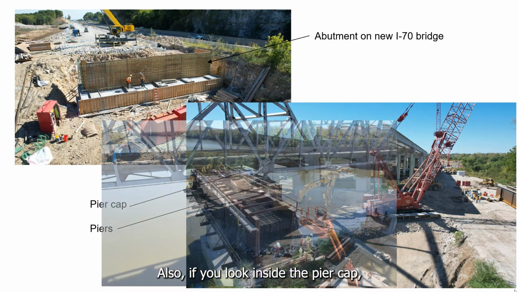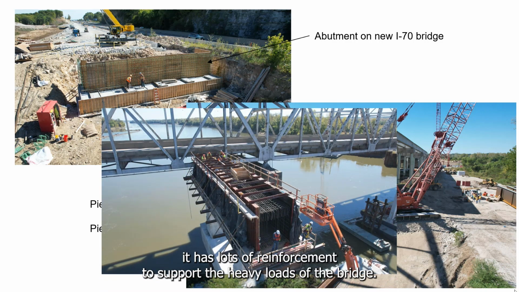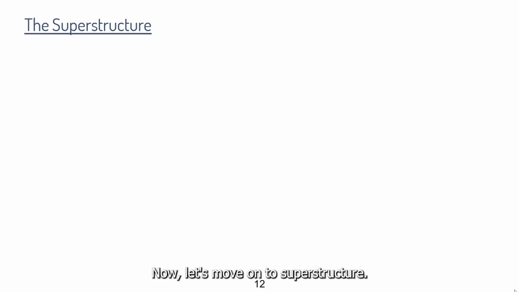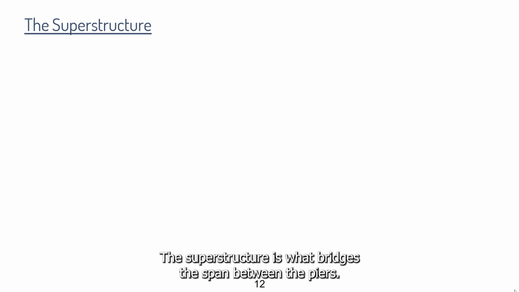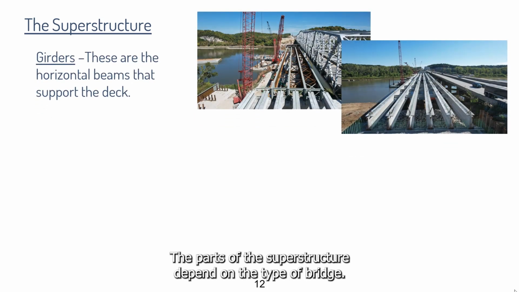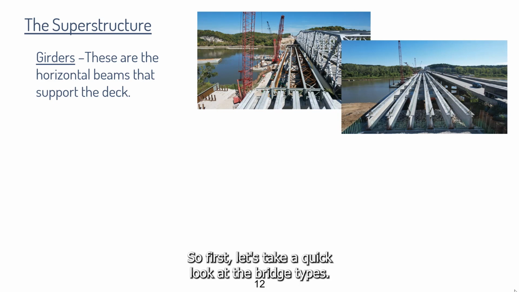Also, if you look inside the pier cap, it has lots of reinforcement to support the heavy loads of the bridge. Now, let's move on to superstructure. The superstructure is what bridges the span between the piers. The parts of the superstructure depend on the type of bridge. So first, let's take a quick look at the bridge types.